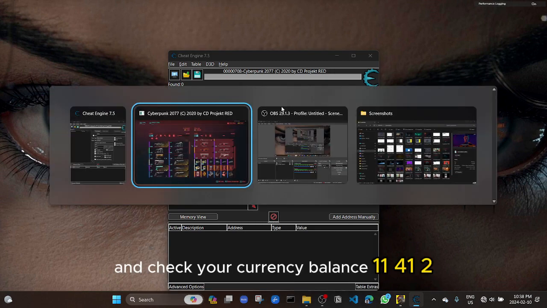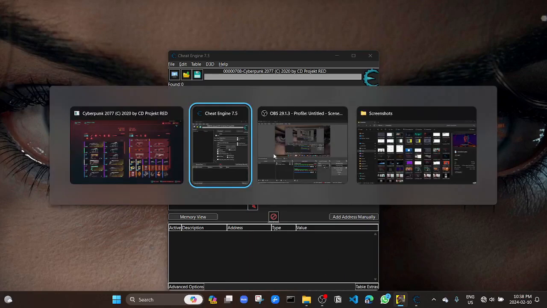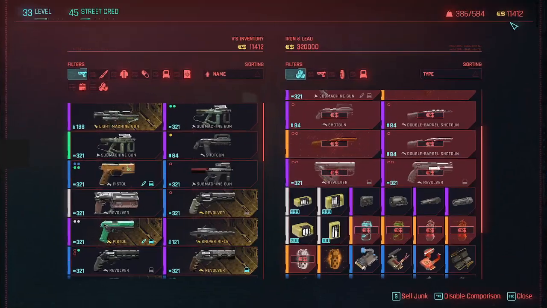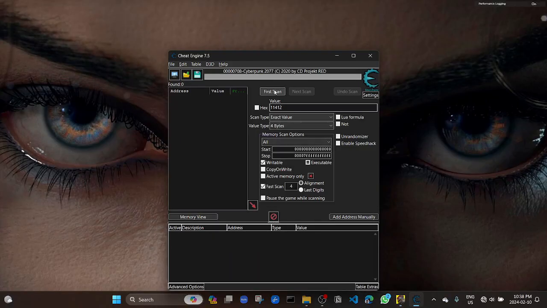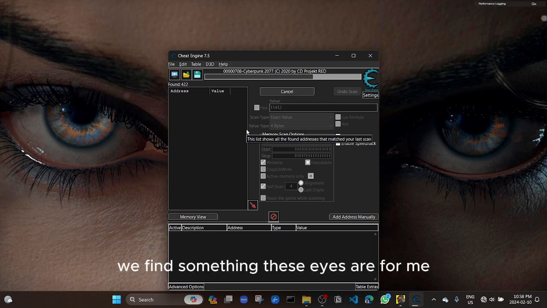And check your currency balance, 1141.2. And we do the first scan, we find something. These eyes are for me.